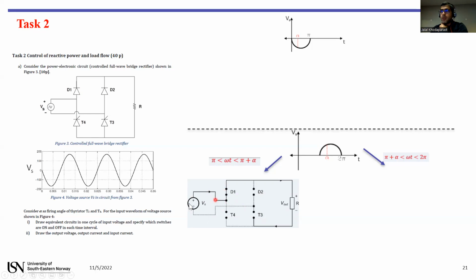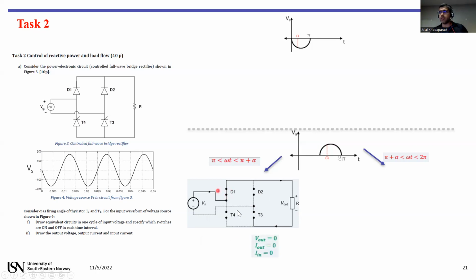However, this part was the most positive voltage in the circuit, and this terminal will be the most negative voltage in the circuit. When the most negative is connected to the cathode terminal, it should be on if it was a diode. However, since it is a thyristor, it will wait to get the triggering signal from the gate. So during this part, before alpha, we don't have any signal from the gate. So the thyristor is off. You can see only the diode D1 is on.